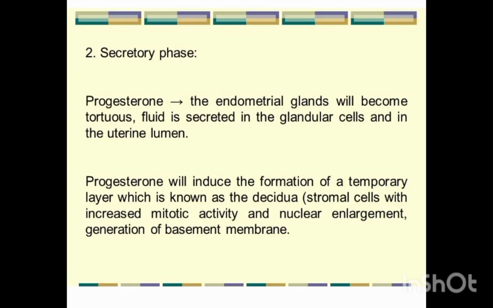And the second phase is the secretory phase. This is also called the progesteronal phase. Why it is called the progesteronal phase, I already told you: once the ovulation has taken place, the remaining granulosa becomes the corpus luteum. The corpus luteum secretes progesterone. This progesterone also helps in the further increase of endometrial thickness.